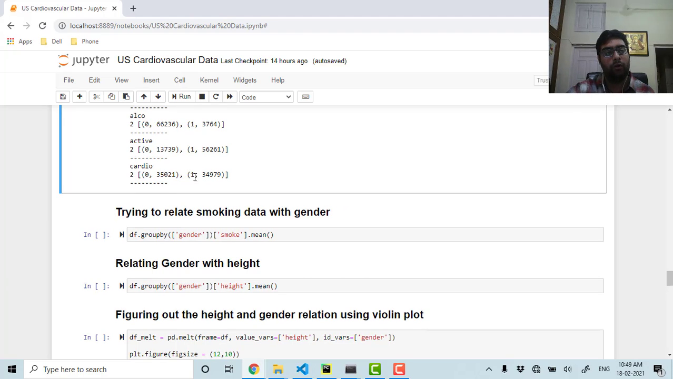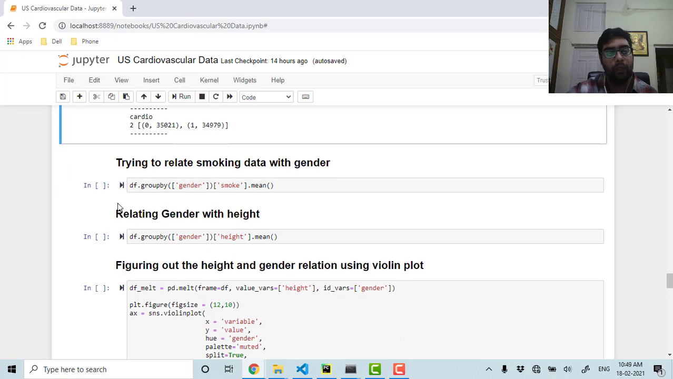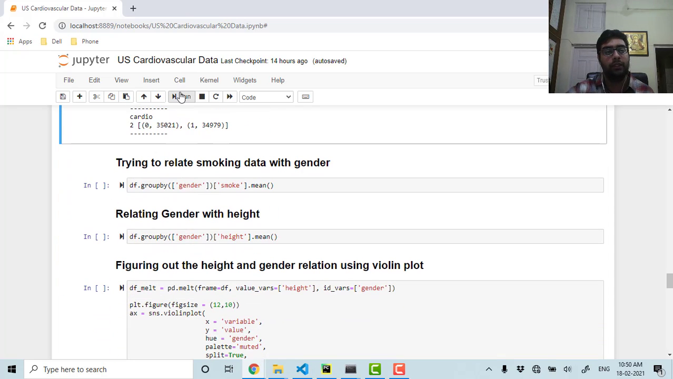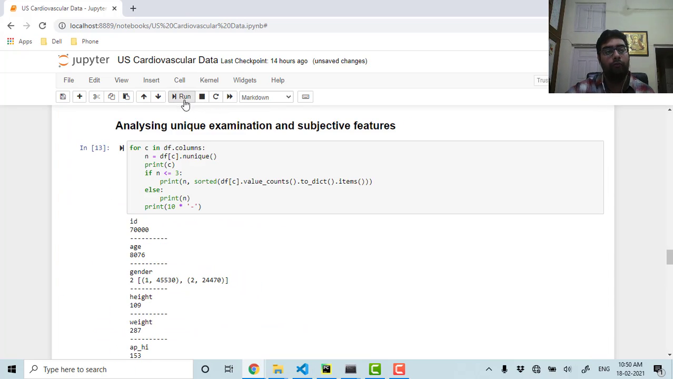And we can see that around 50% we have cardio patients in our data. So this was the analysis by analyzing the unique parameters in our features.